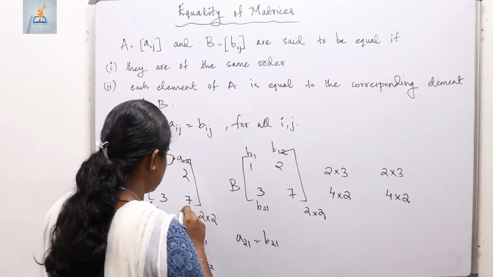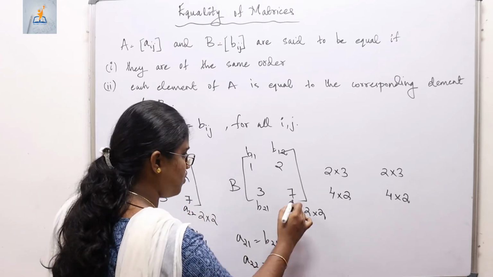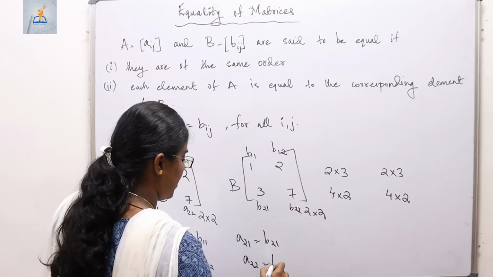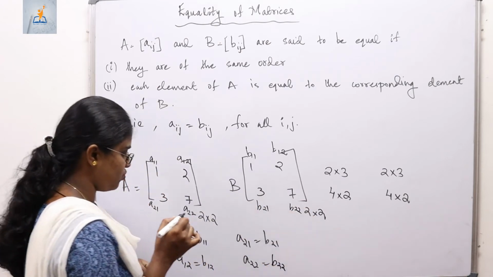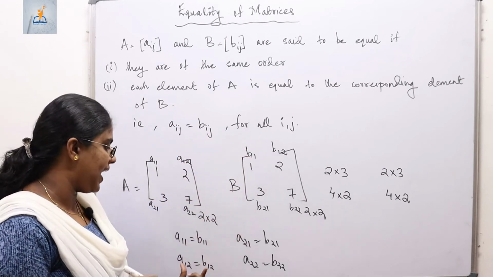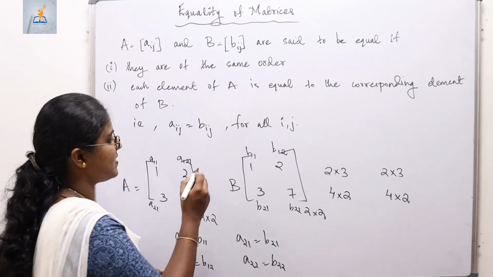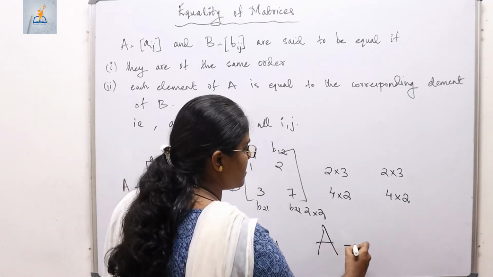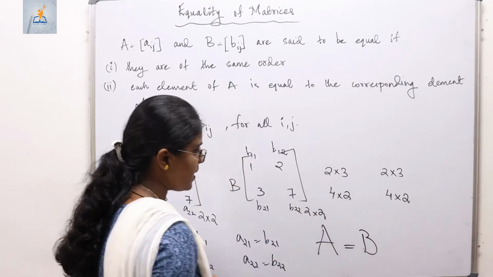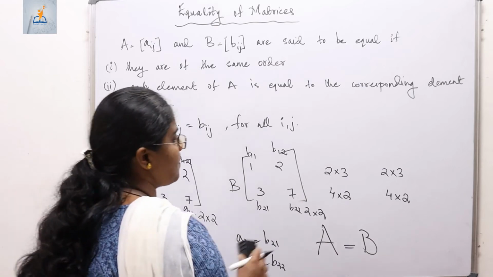Now corresponding to this we have A22. So A22 is equal to, and this is B22. So A22 is equal to B22. So we have Aij equal to Bij for all i, j in the case of these two matrices. So we can say that A is equal to B. So let's check another example. Another example is like this.